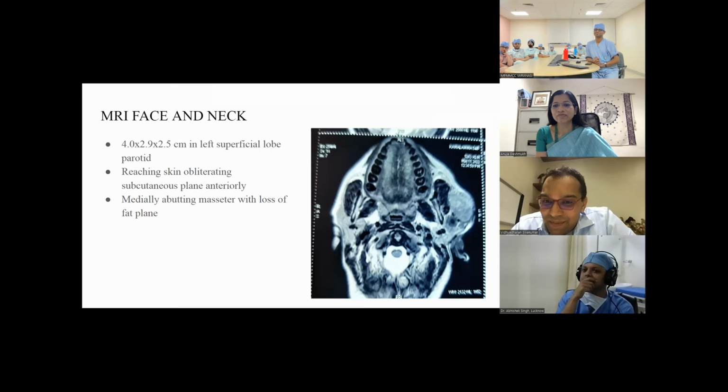For bulky lesions, the harmonic scalpel we find is useful. But otherwise, there is no significant difference. So there is no difference as such, but it will reduce your operating time when you use a ligature. Okay, that's what the study says. Right. Okay.